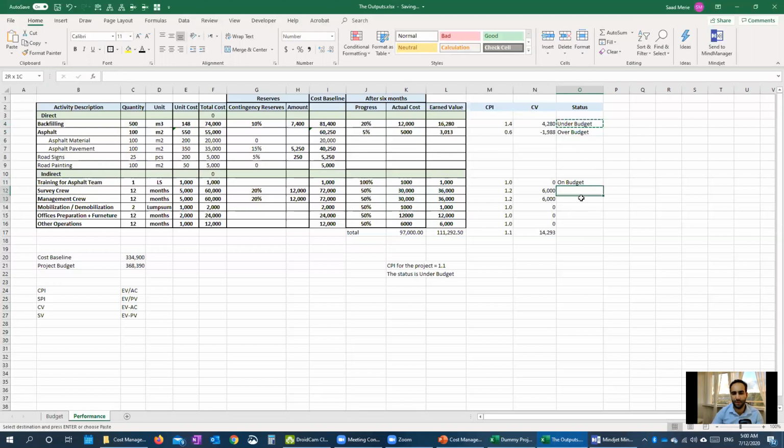And in these 2 we are under, and in these 3 we are on budget, but in the total we are under budget. So this is the thing that we need to look at, that even though we are under budget in the overall project, we are not under budget in the asphalt. That means I need to go and look into the asphalt and see what the problem is that we have. So in this case, we calculated our CPI and we know exactly what the status of the project is.